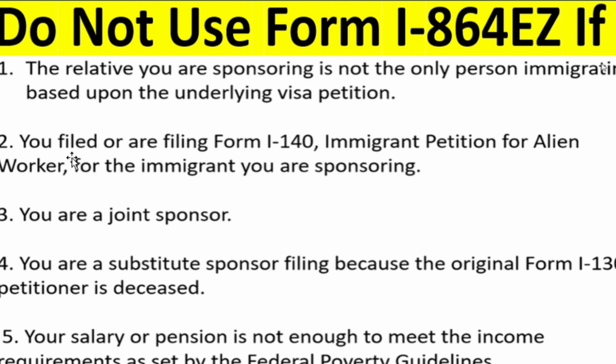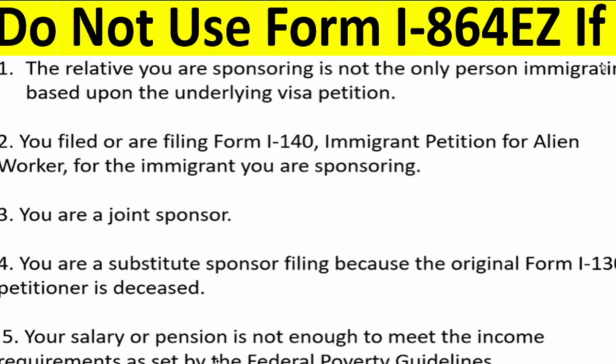Second one, you filed or you are filing form I-140, immigrant petition for alien worker, for the immigrant you are sponsoring. You are a joint sponsor. You are a substitute sponsor filing because the original form I-130 petitioner is deceased. Your salary or pension is not enough to meet the income requirement as set by the federal poverty guidelines. This is what most people have, the last condition right here. So my advice for you, this is what I did for my case.